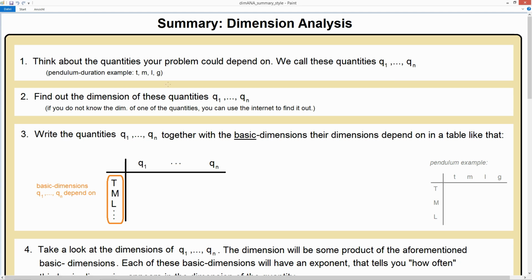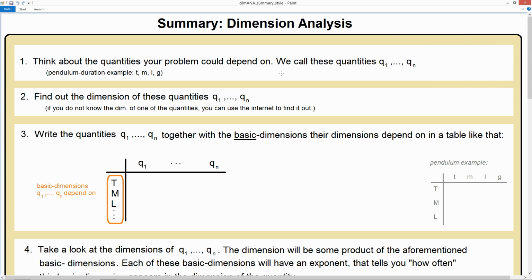The first thing you have to do when you want to calculate pi factors is to think about all the quantities your mathematical or physical problem could depend on. We call these quantities Q1 to Qn.